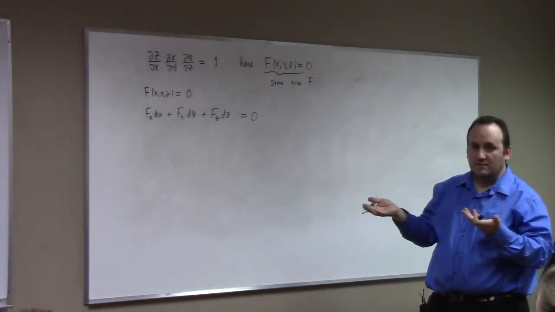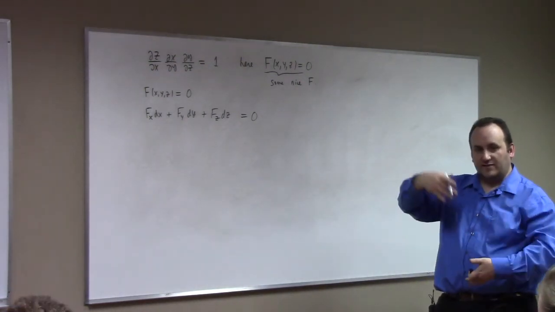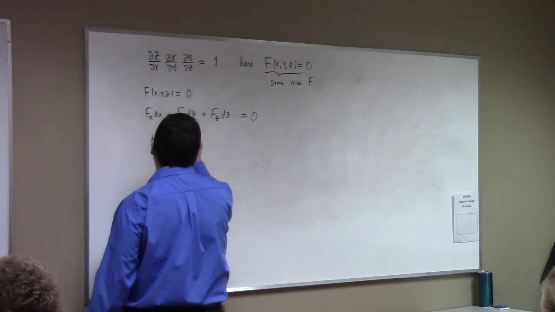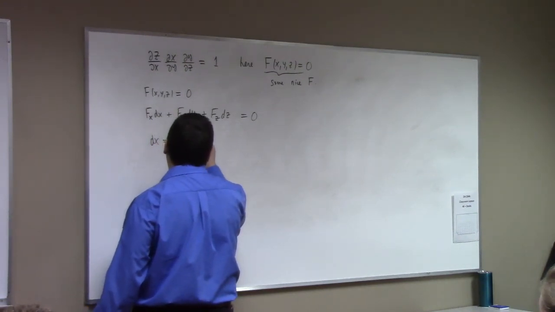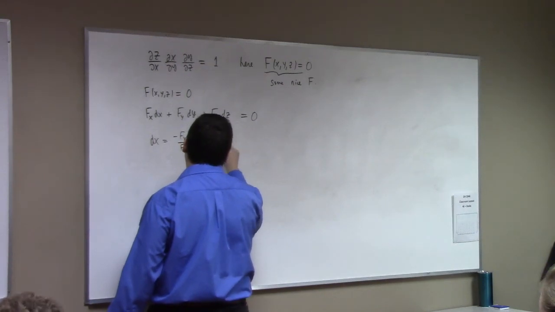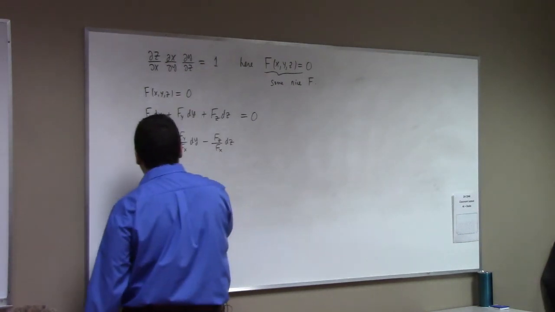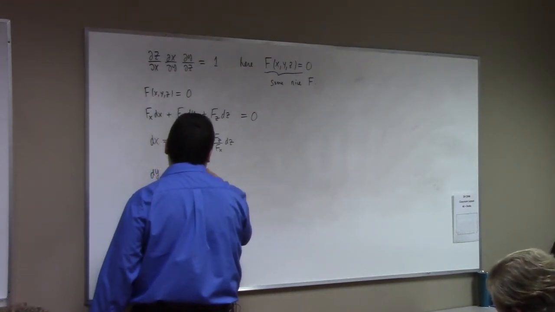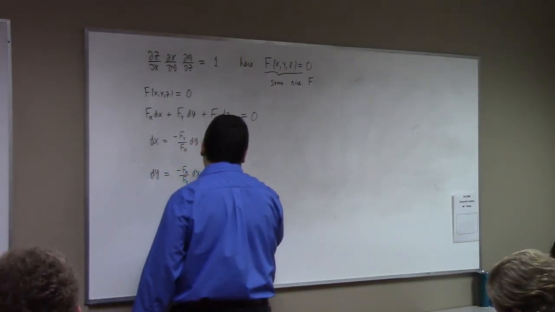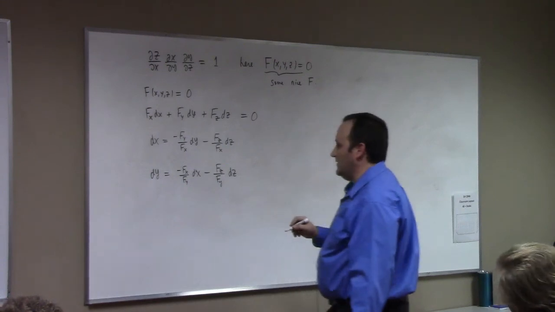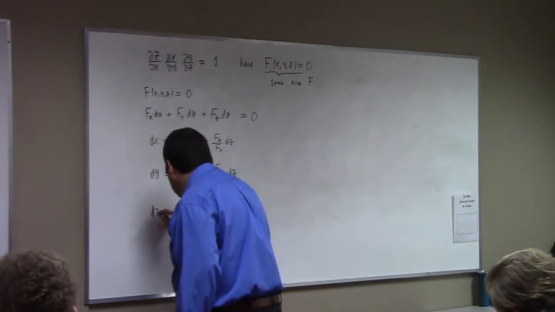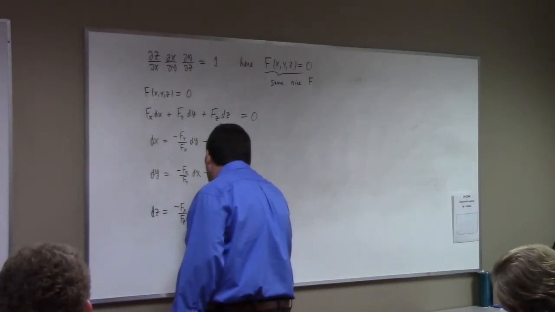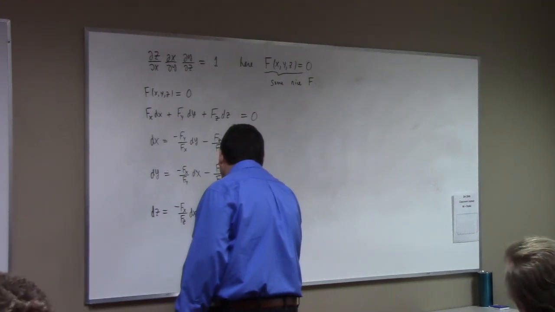So you can solve this thing, right? We can solve it for dx, you can solve it for dy, you can solve it for dz. For dx, I get minus fy over fx dy minus fz over fx dz. For dy, I get minus fx over fy dx minus fz over fy dz. And finally, solving for dz gives me minus fx over fz dx minus fy over fz dy.